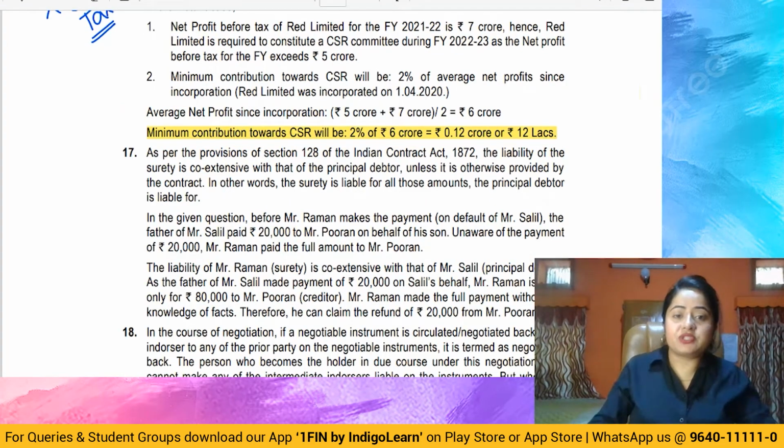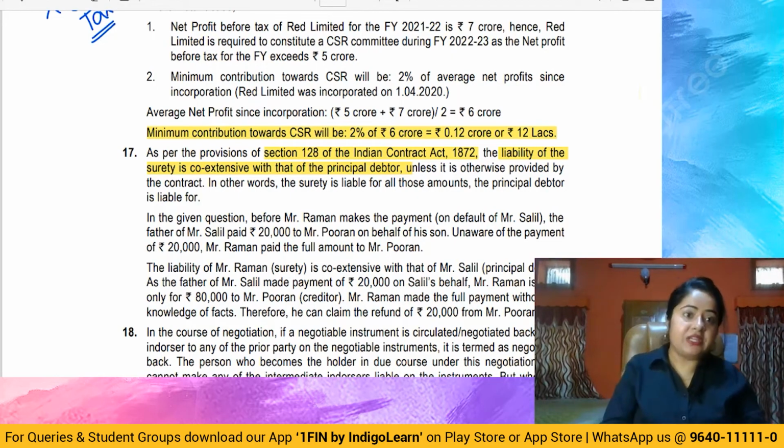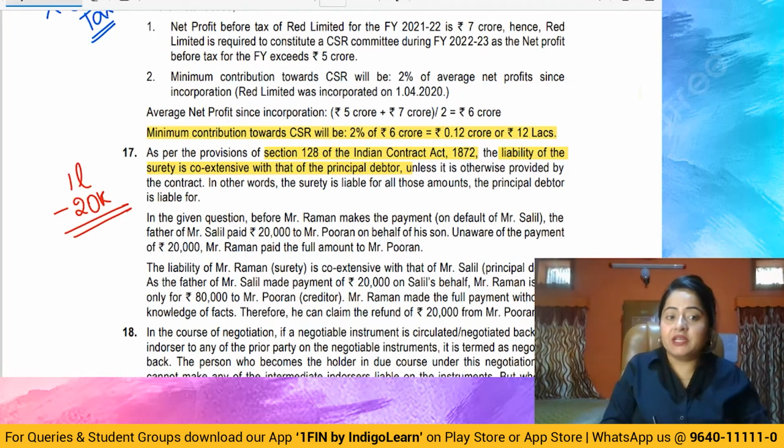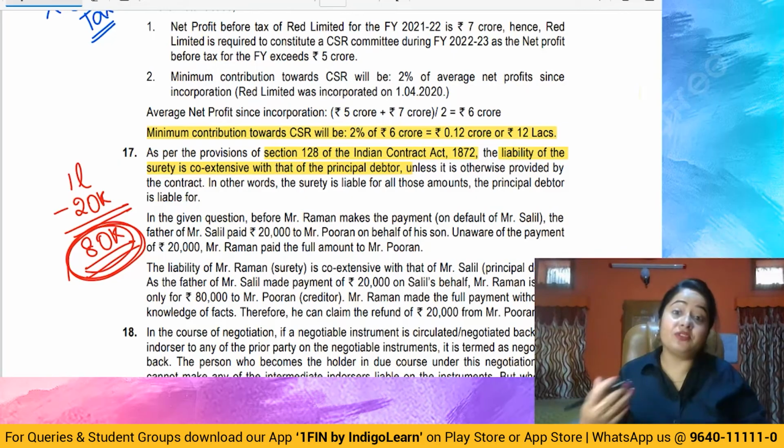So this is a very, very simple question. As per section 128 of the Indian Contract Act, we know that the liability of the surety is coextensive with that of the principal debtor. So whatever is the liability of the debtor is going to be the liability of the surety. So initially, if the debtor's liability is 1 lakh rupees and 20,000 has already been paid, the remaining liability of the debtor is going to be 80,000 rupees. Accordingly, the surety is also supposed to pay only 80,000 rupees. Accordingly, if the surety has paid 1 lakh rupees, he can claim the refund of 20,000 rupees from the creditor, which is Mr. Puran. Alright, so that is the answer to this question.